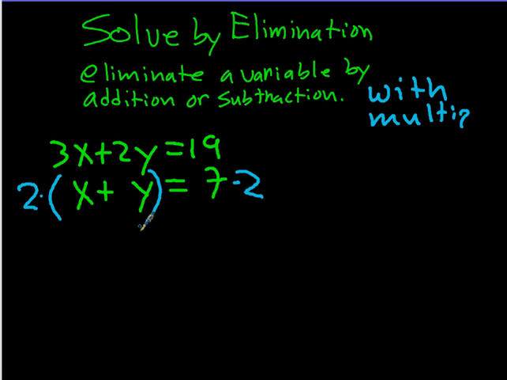Let's go ahead with that. So I've got 2 times x is 2x. I've got 2 times y is 2y. And I've got 2 times 7 is 14. This is often forgotten by many students, multiplying the other side. Some students forget to multiply both things here, right? You multiply the whole side of both equations.